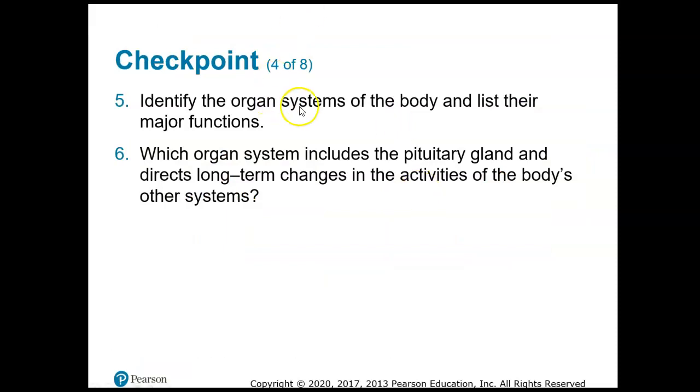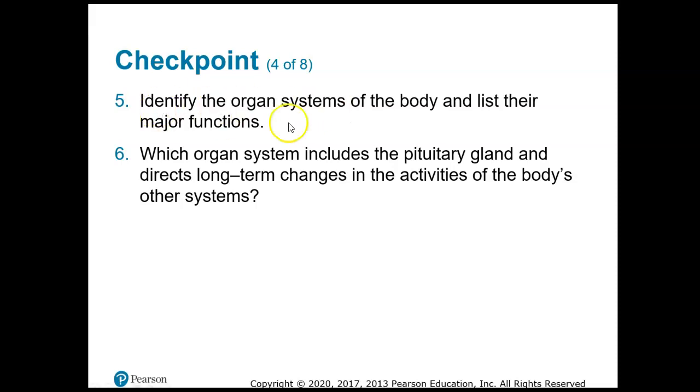Okay, identify the organ systems of the body and list their major functions. So you can just go back through what we just went through and do that. But the 11 organ systems, so let's see, it would be integumentary system, skeletal, muscular, nervous, endocrine, lymphatic, that's 6. And then it's the cardiovascular, respiratory, digestive, and reproductive. That's 10. I'm missing 1.